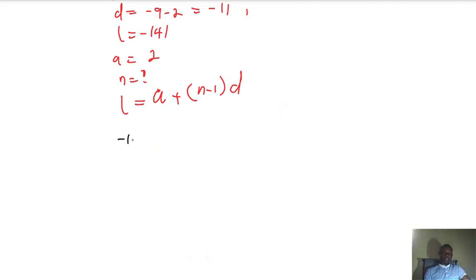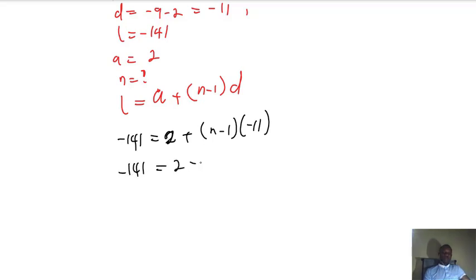So we have -141 equals, the A is 2, we have 2 here, then plus (n minus 1), all times -11. So we have -141 equals 2, then plus 11 minus 11n. So we have -141 equals 13 minus 11n.